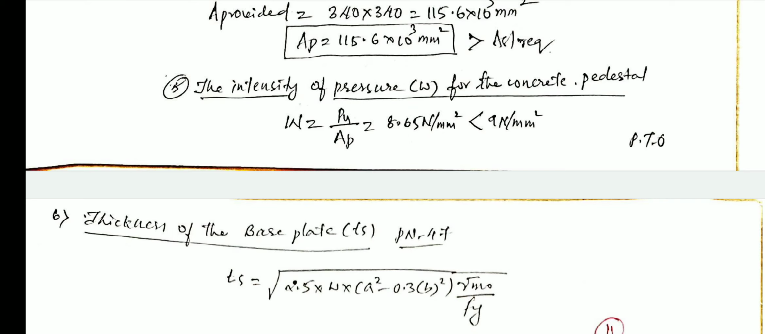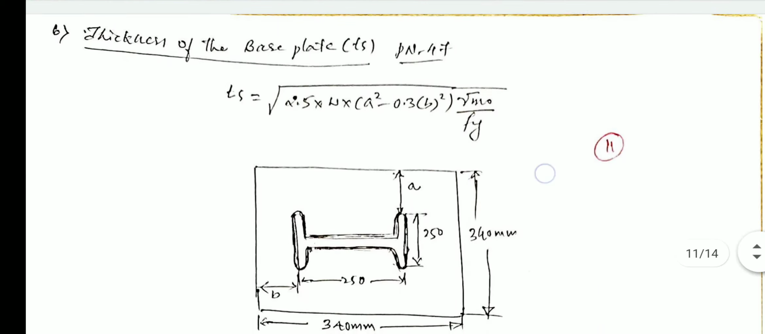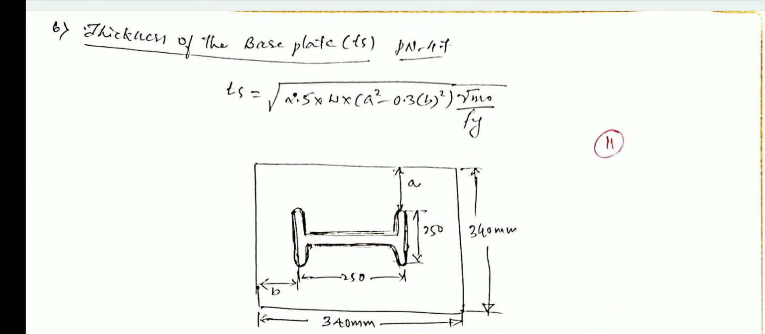Okay, so now here you got 8.45, that is less than 9, then it is safe. So now we will go for the thickness of the base plate. I already said the thickness of the base plate will directly come from the code book, page number 47. If you want, you can check from the code book. The direct value is given here. I'll show you, one minute.